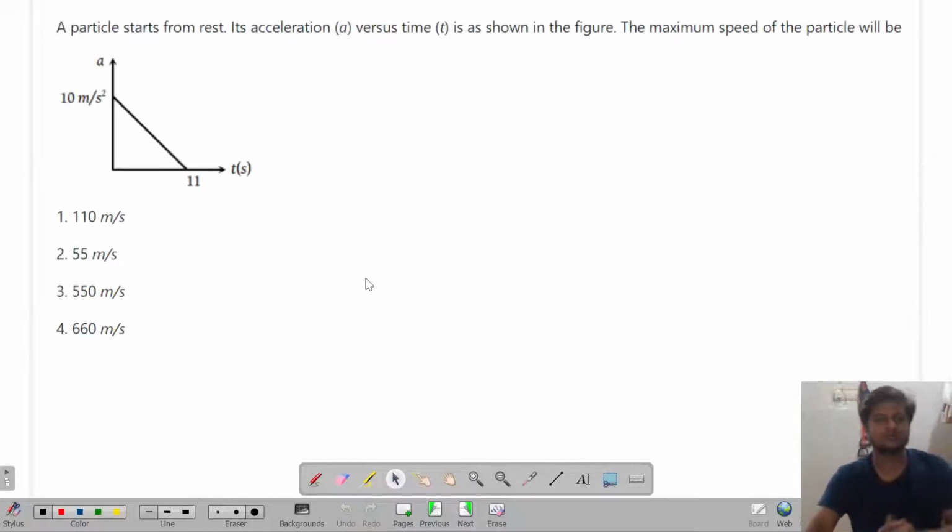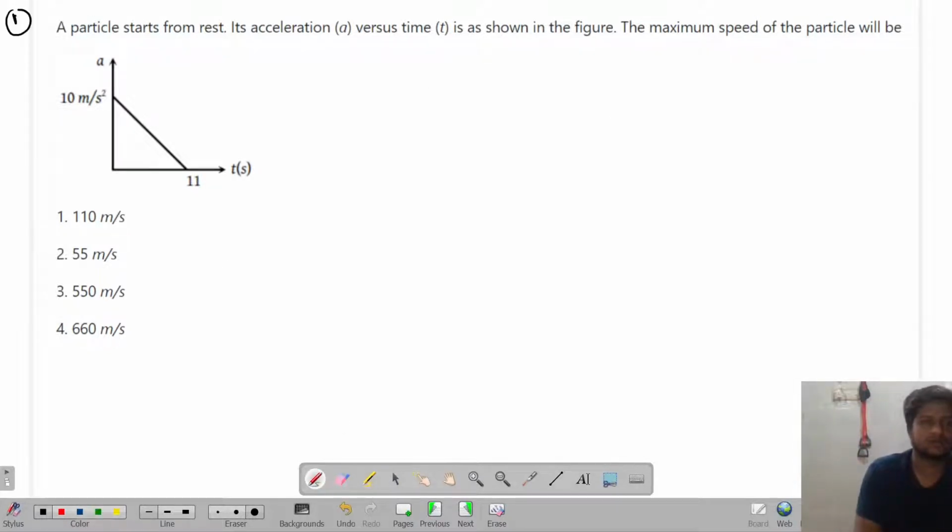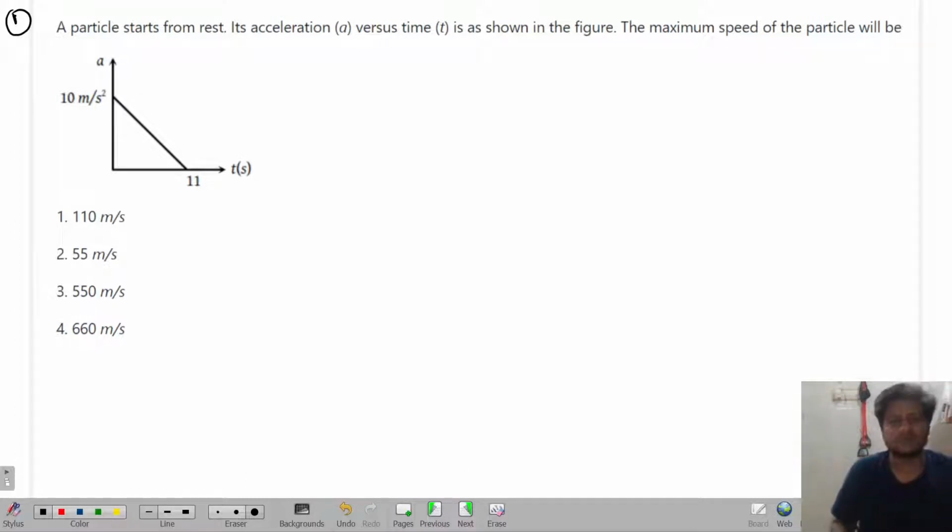Okay, question number one. This is when you have the correct knowledge to try to do it fast, because these are really good questions. A particle starts from rest. I'm repeating the question. A particle starts from rest. Its acceleration versus time graph is shown in the figure. The maximum speed of the particle will be.